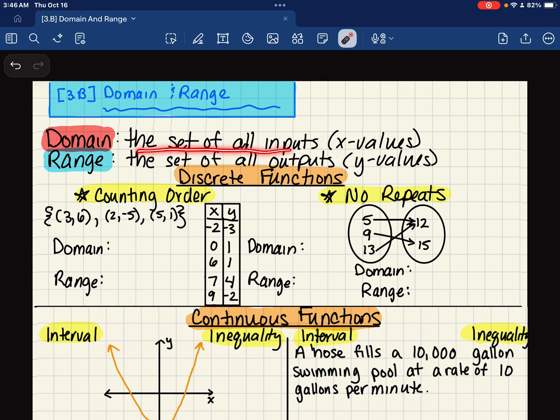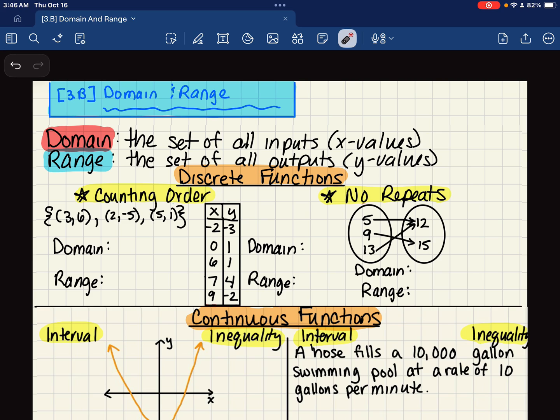So a domain is the set of all of the inputs, all right? That's your X values. And the range is the set of all the outputs. That's all your Y values. Eventually you're going to talk about something called a function machine. So knowing domain and range is really important because we're anticipating what kind of answers you can have depending on what kind of input you put in, or what you start with.